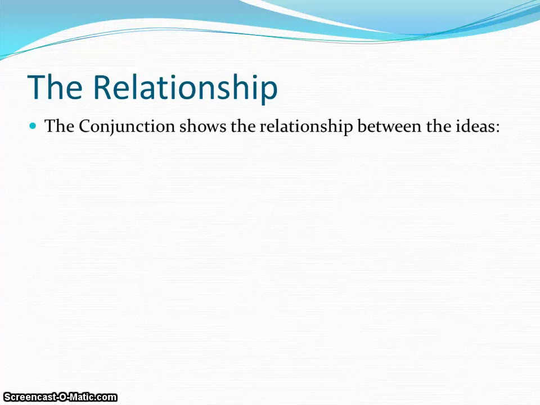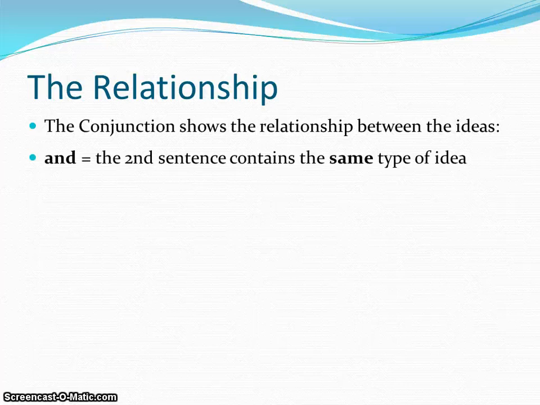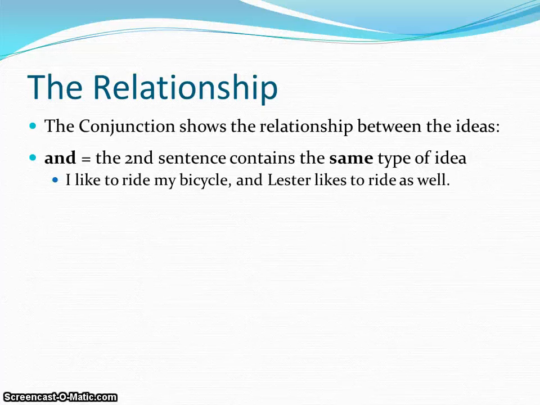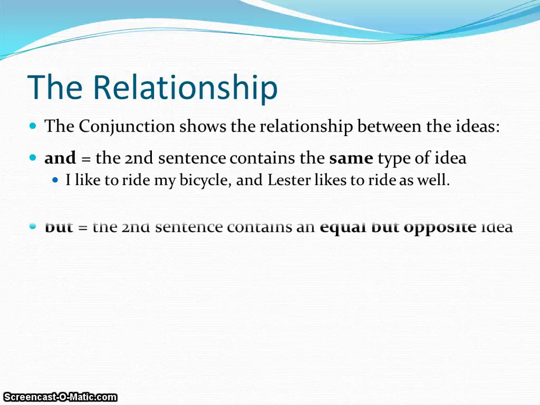So, in talking about the relationship, the specific conjunction that you choose, for, and, nor, but, or, yet, so, all have different types of relationships. And we're going to go over those different types right now. Something you should know: and is when the second sentence and the first sentence express the same type of idea. For example, I like to ride my bicycle, and Lester likes to ride as well. Both are the same idea, both things that we like. In this instance, we both like riding bicycles.